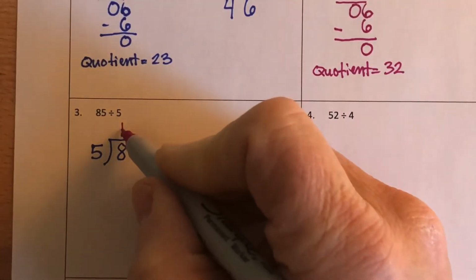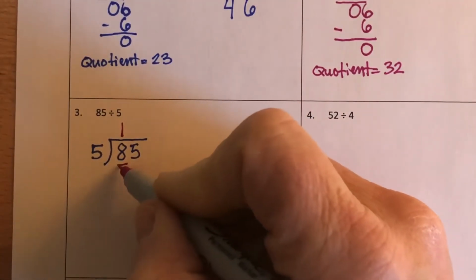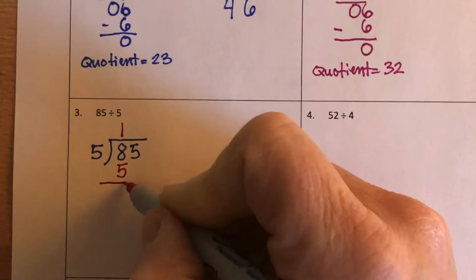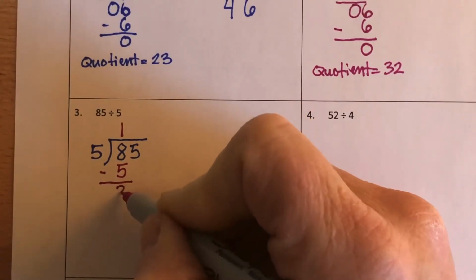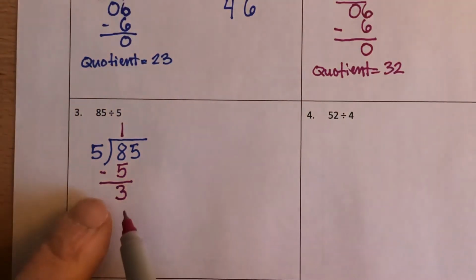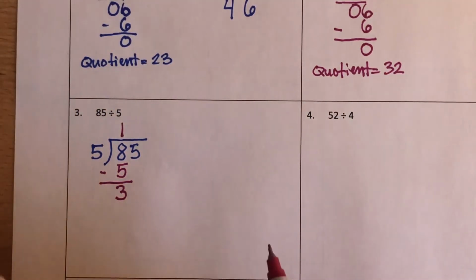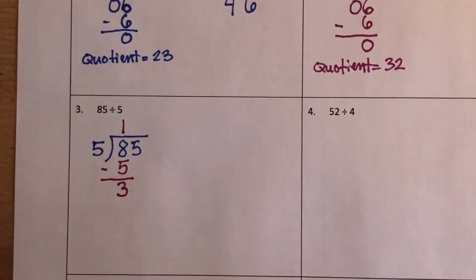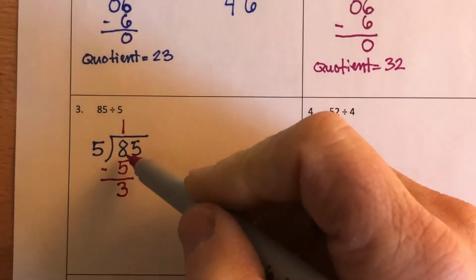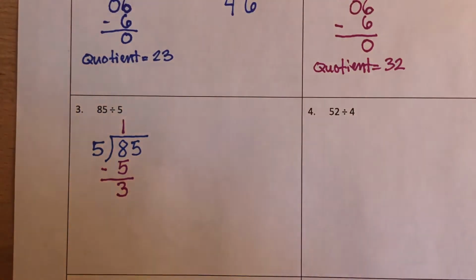with multiplication. 1 times 5 is 5. I write that down there, and I subtract to find the difference. 8 minus 5 is 3. Good. So I see this 3 is smaller than 5. That means it's good. I know that I'm good here. So I just divided my tens up. All right. If I have 8 tens and I split it into 5 groups, I'm going to get 1 in each group with 3 left over.